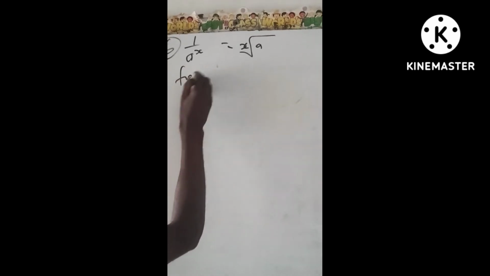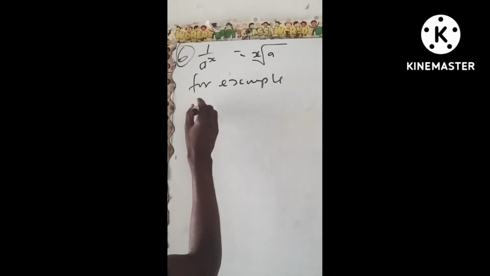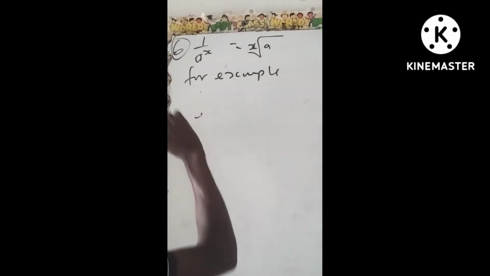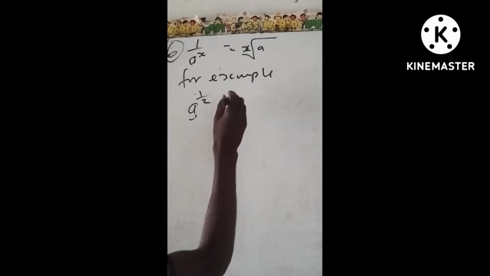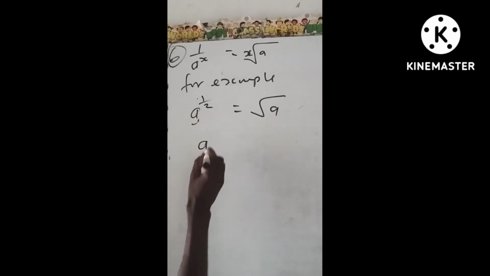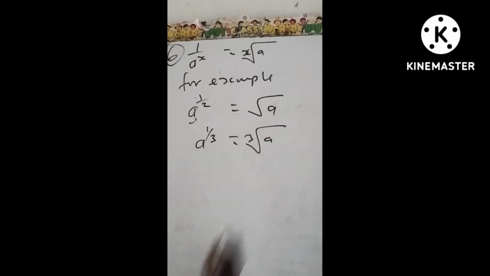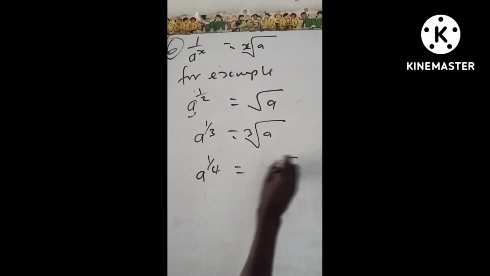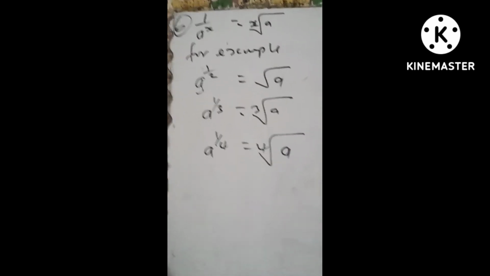For example, when you have a raised to the power 1 over 2, it can be written as the square root of a. When you have a to the power of 1 over 3, it's written as the cube root of a. When you have a to the power of 1 over 4, it's written as the fourth root of a. Now let's try to solve one example and see.